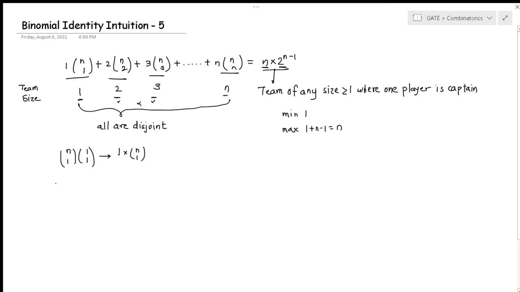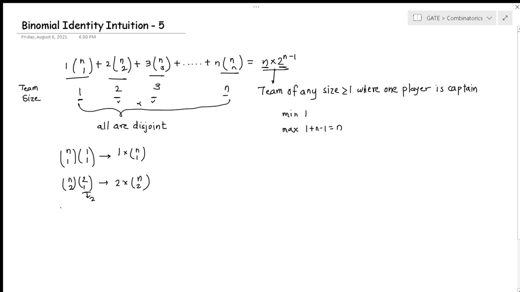Now let's see, if I want to make a team of size 2, what do I need to do? First of all, I need to choose 2 players out of n players, and after choosing those 2 players, I need to select one among them who will be captain, and it's translated as 2 into nC2. So 2C1 will reduce to 2 basically. I exchanged the order over here so that it resembles the LHS more.